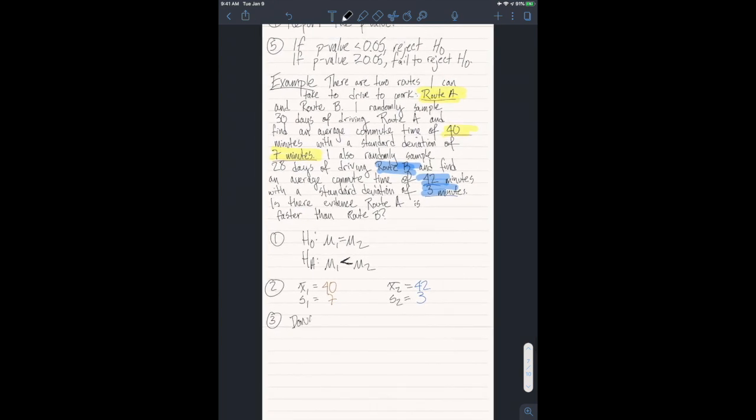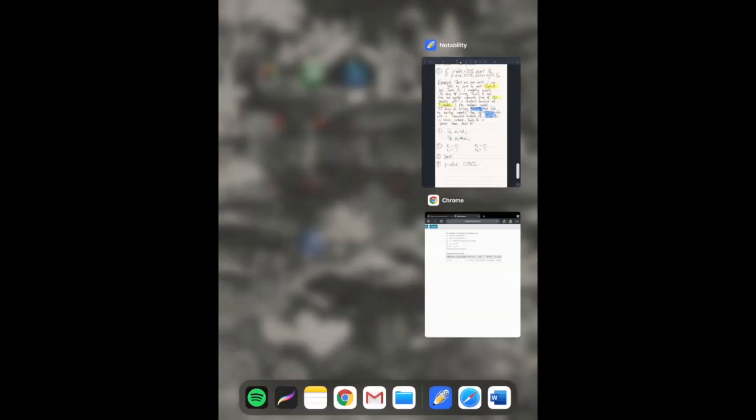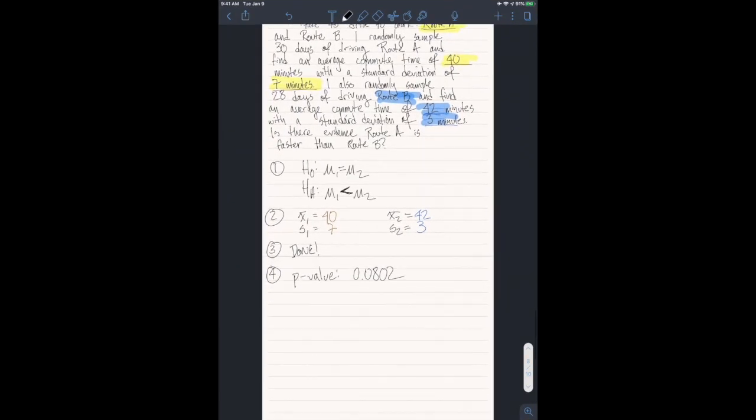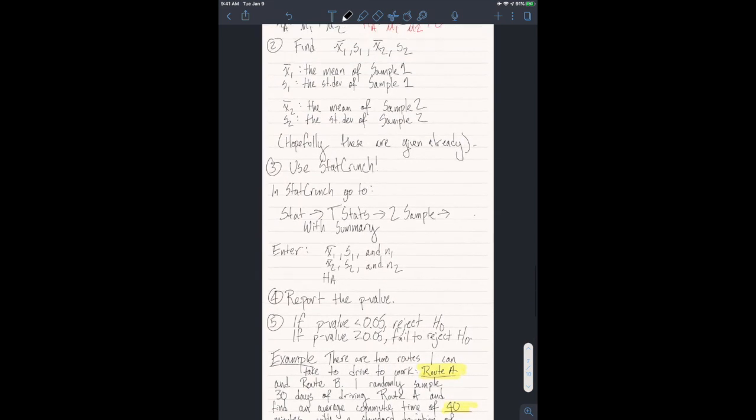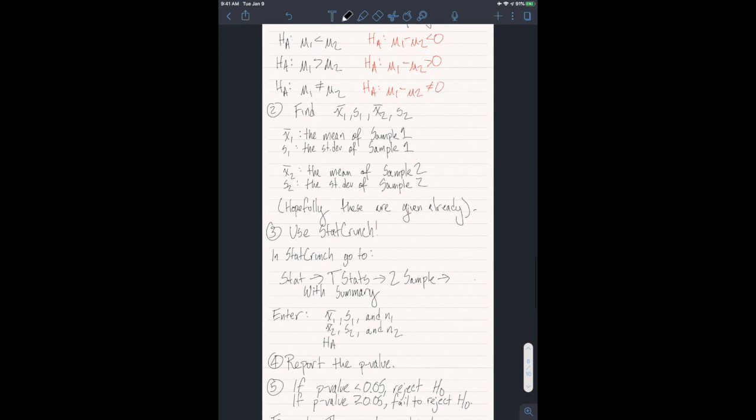Maybe I'll just write step 3 was done. Step 4, what was the p-value? It was 0.0802, I believe. Hold on, let me just double check. I always get worried. Yep. P-value is 0.0802. And step 5 is to make my conclusion, which is, anytime we get a p-value, you should always be comparing to 0.05.